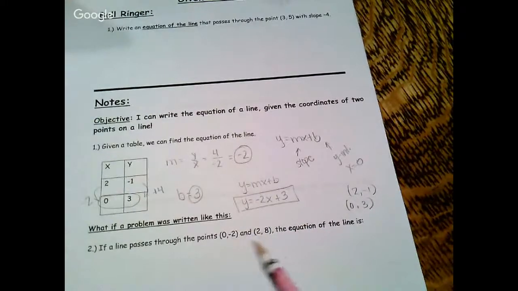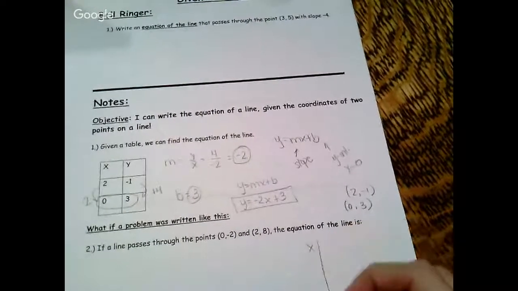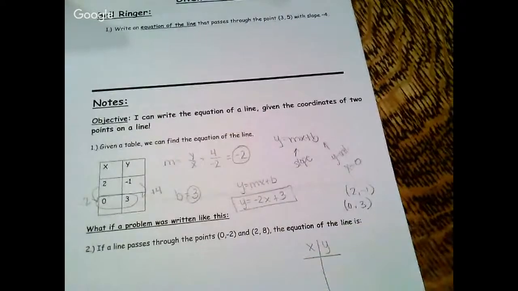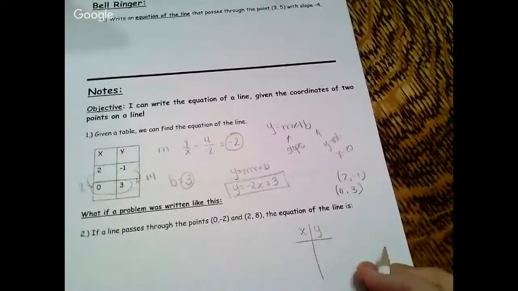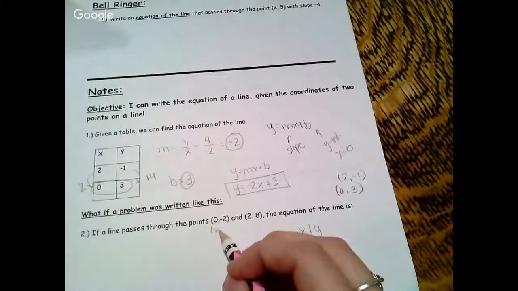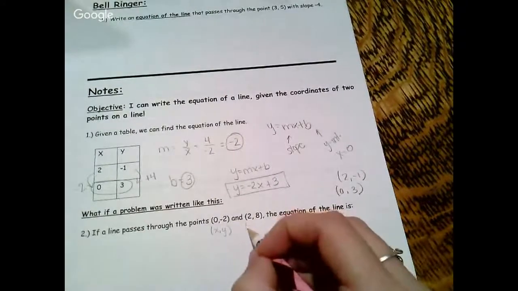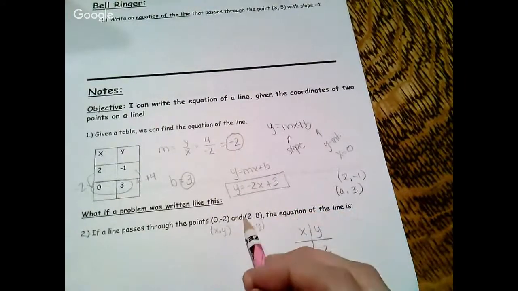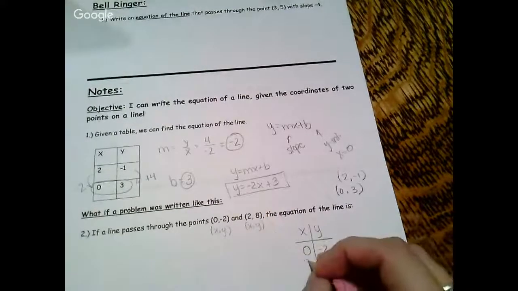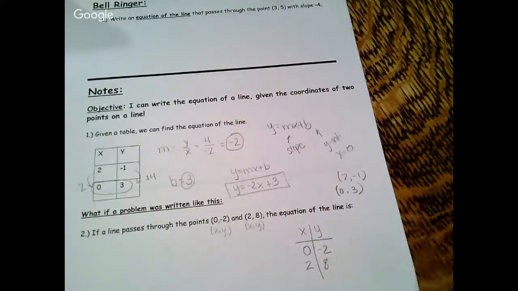So when we're given 2 points written out like this, what we could do is go back to something we know and write the table for it. So here I'm going to draw my x and my y table. So if I look here at this point, it's the ordered pair x, y, right? So it's the ordered pair (0, -2). So that means when x is 0, y is -2. My second point is (2, 8). So that means that when x is 2, y is 8.